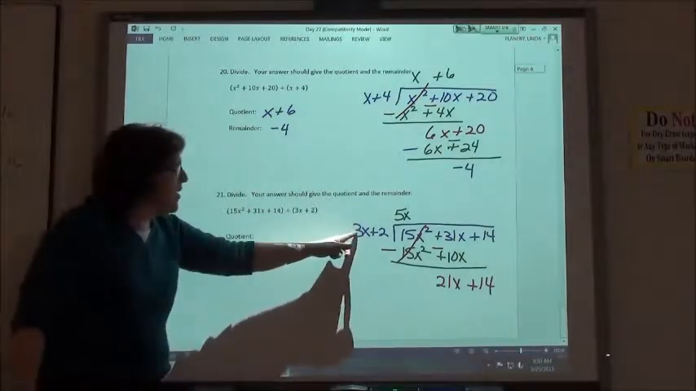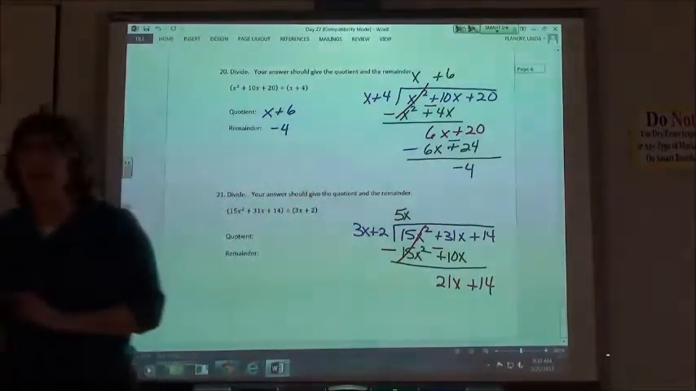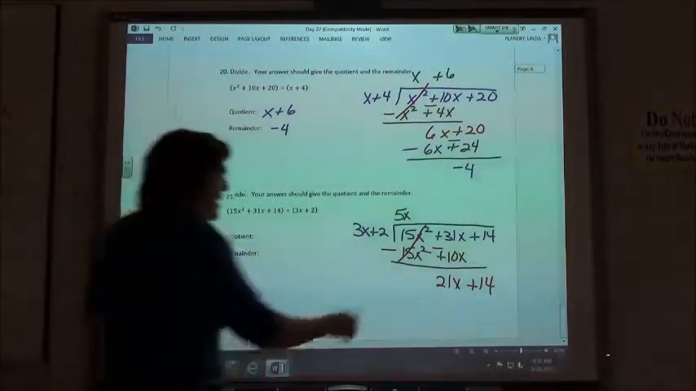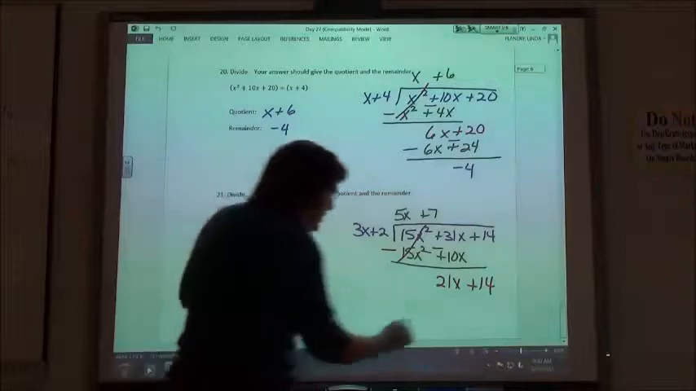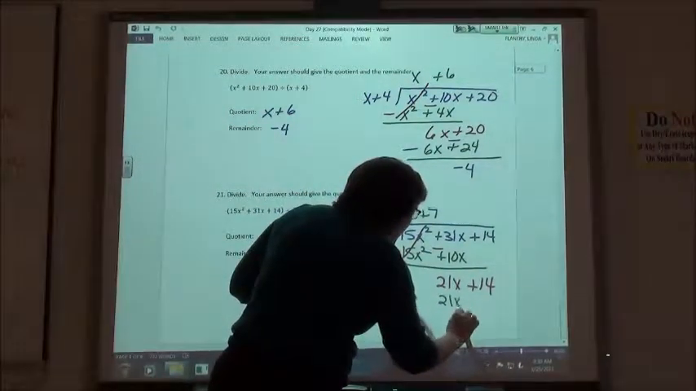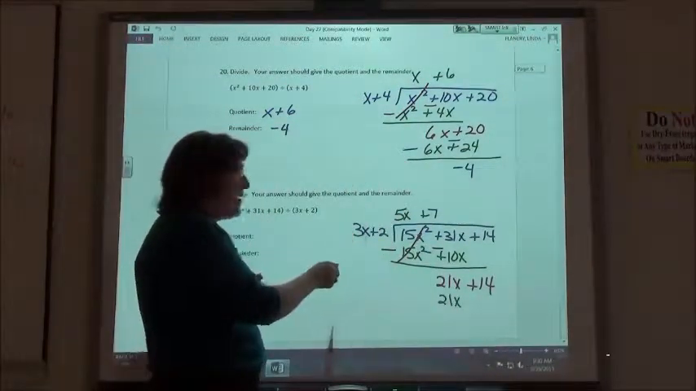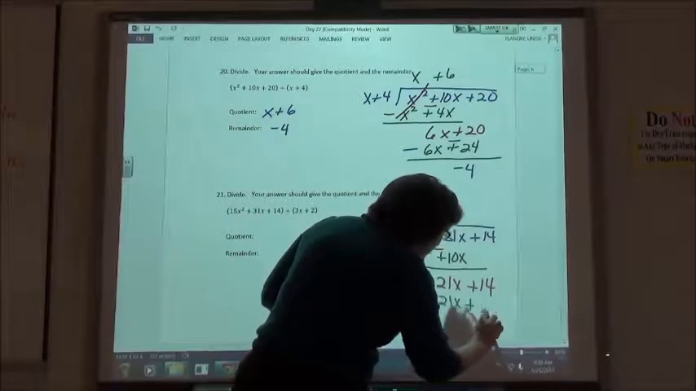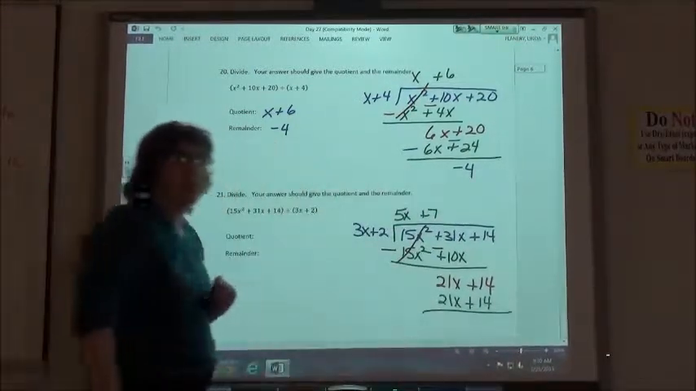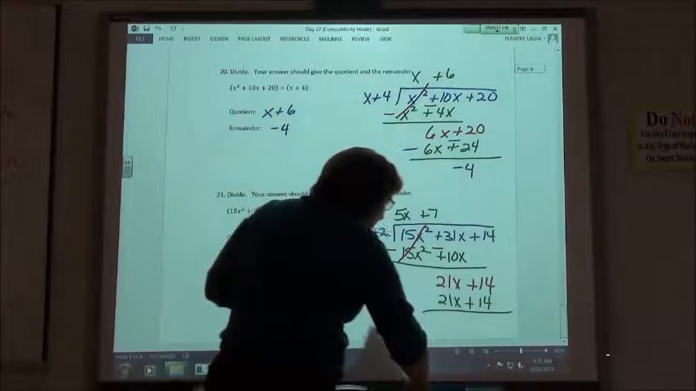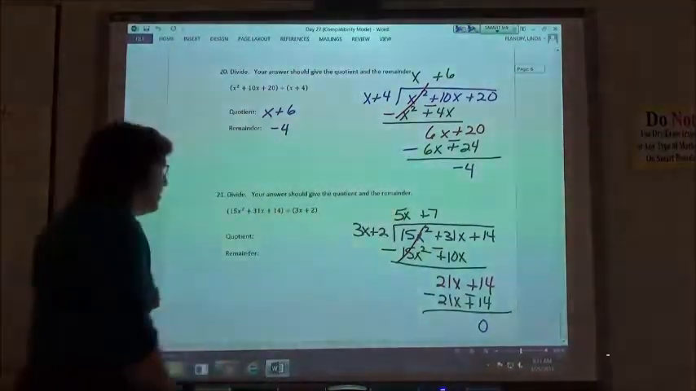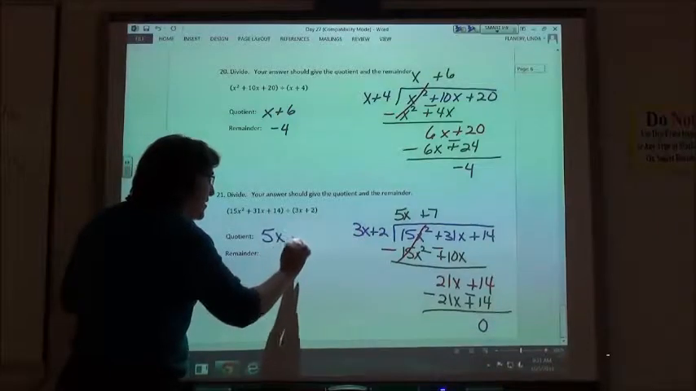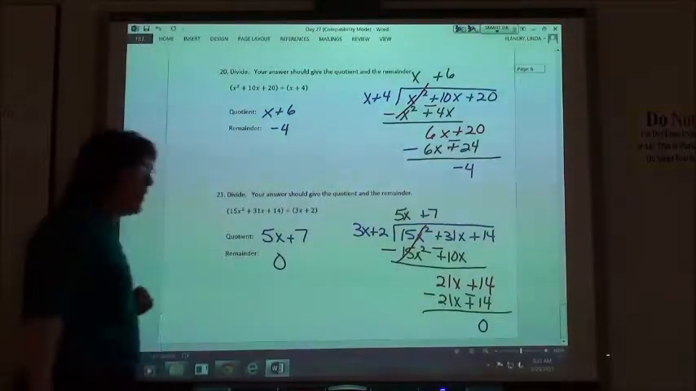So what times my 3x would give me 21x? A positive 7. If I multiply that out, I would get 21x plus 14, right? And then I have to subtract, so my remainder is 0. So my quotient, 5x plus 7. This time I get a remainder of 0.